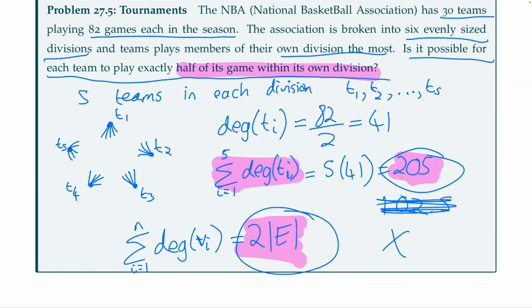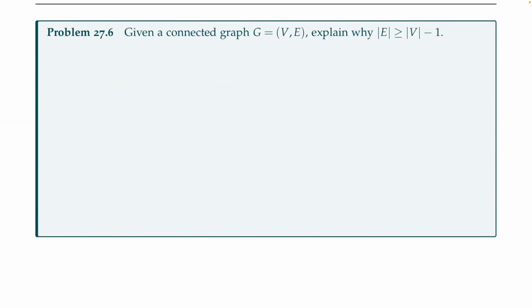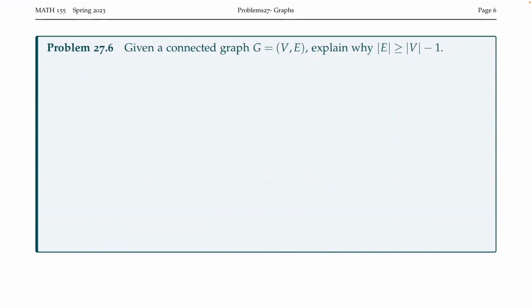Cool. Let's think about another slightly abstract problem here. Let's think about what happens if we've got the general connected graph. Remember, we can just say our graph is given by this notation here, our vertex set and our edge set. Explain why the number of edges is always greater than or equal to the number of vertices minus 1 when we have a connected graph.